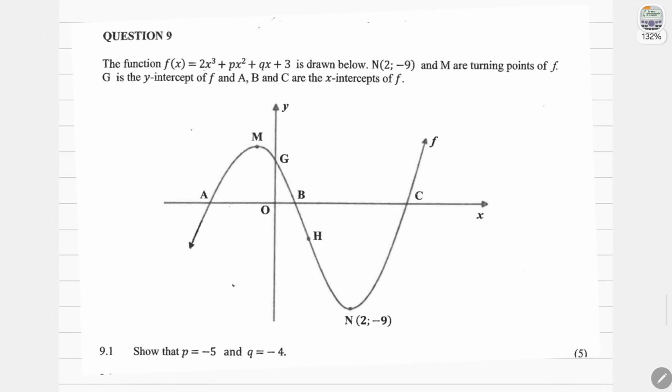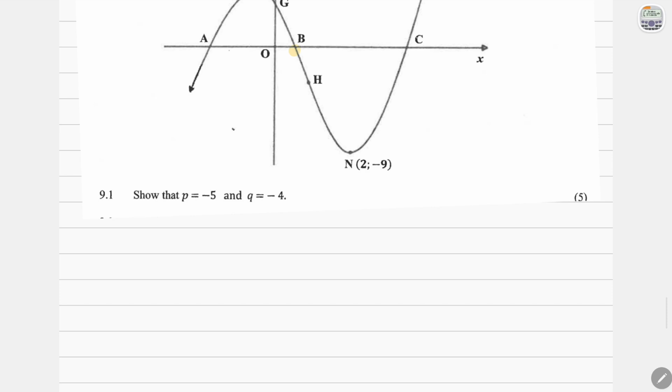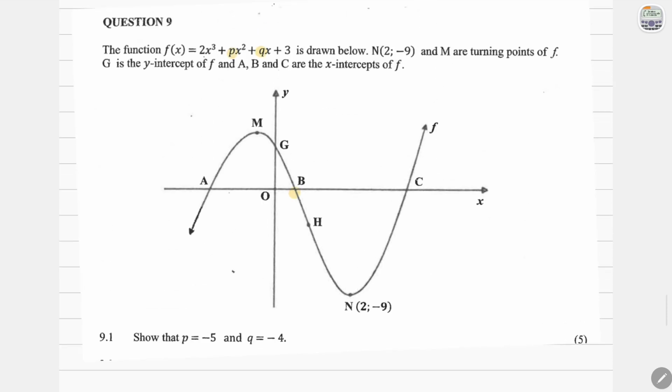Question 9 says the function f of x is equal to 2x cubed plus px squared plus qx plus 3. So immediately you see that there are two missing variables here. And then they tell us that this function is drawn and we have N and M are turning points of f. G is the y-intercept of f, and A, B, and C are the x-intercepts. And the first question is to show that p equals -5 and q equals -4.